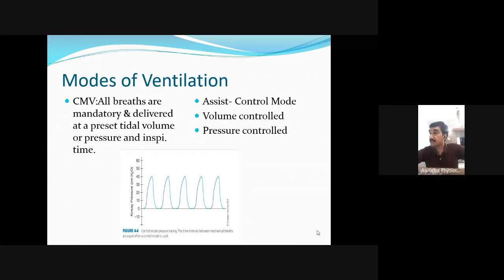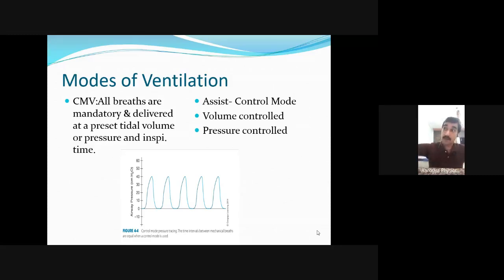As you can see in the pressure tracing, the wave starts from 0, it goes to 40, and then it comes back to 0. There is absolutely no deflection in the waveform. 0 is the baseline pressure, 40 is the peak. Then it comes again to 0.